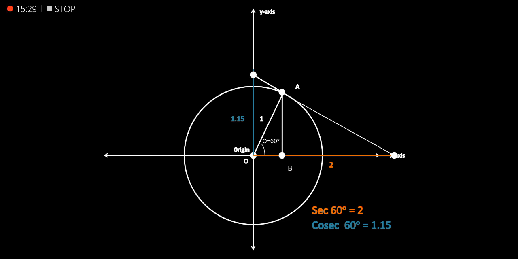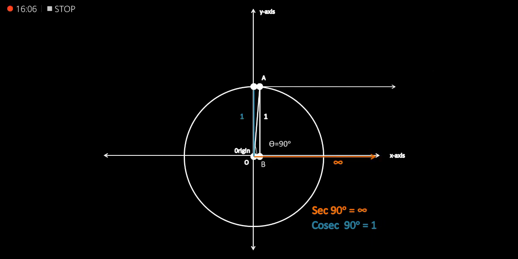In this figure, the length of the orange line is increased to 2 units. So secant of the angle, which is 60 degree here, secant of 60 degree is equal to the length of the orange line. Secant 60 is equal to 2. The length of the sea green line is 1.15. It is the representative line of cosecant function. It is equal to cosecant of angle. Cosecant of 60 degree is equal to 1.15, which is actually equal to the length of the sea green line.